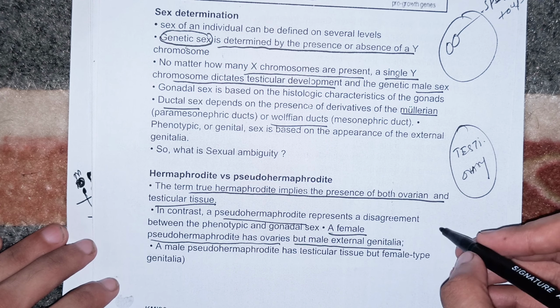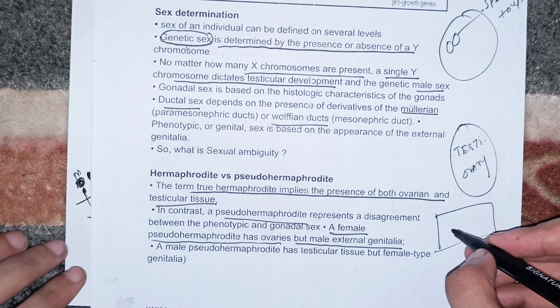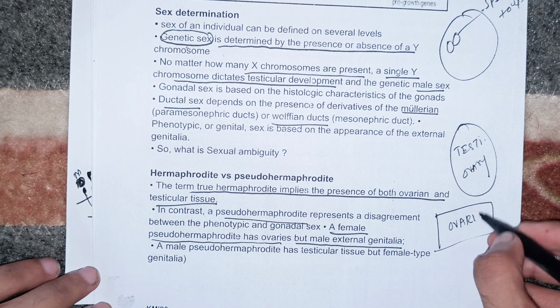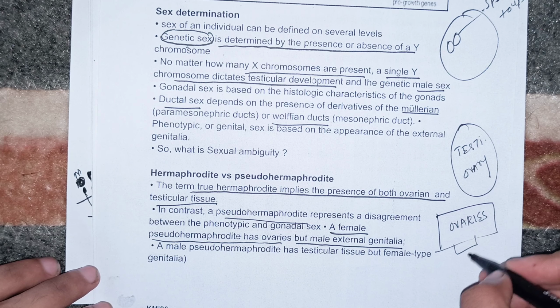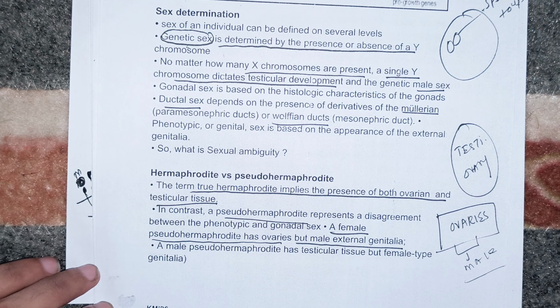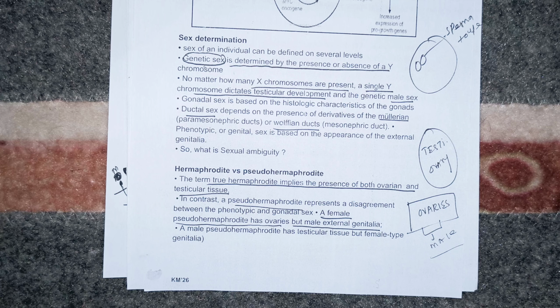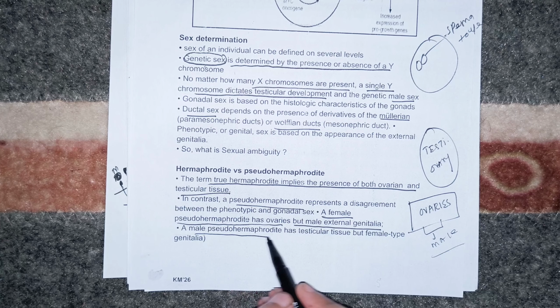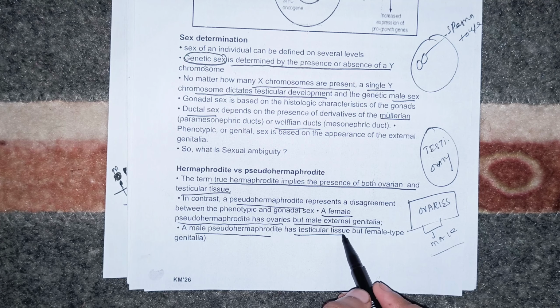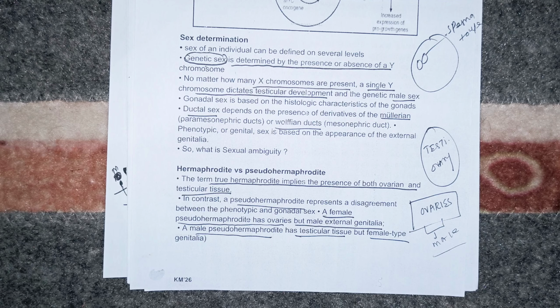Suppose this is an individual whose gonads are ovaries, but the external genitalia are male external genitalia, that is, presence of the penis. Okay, so this is the female pseudo hermaphrodite. You understand? This is female pseudo hermaphrodite, beta. And male pseudo hermaphrodite, when you have testicles, gonads are testicles but the genitals are of female type.